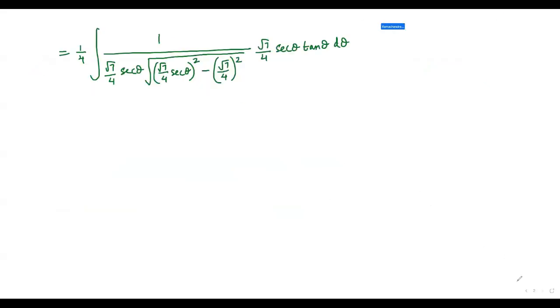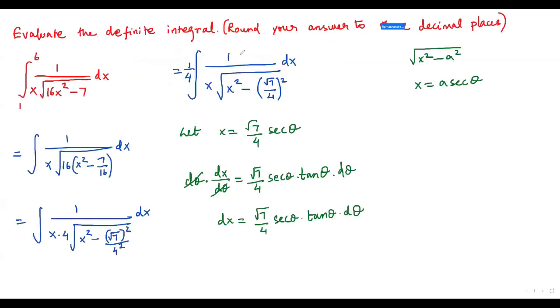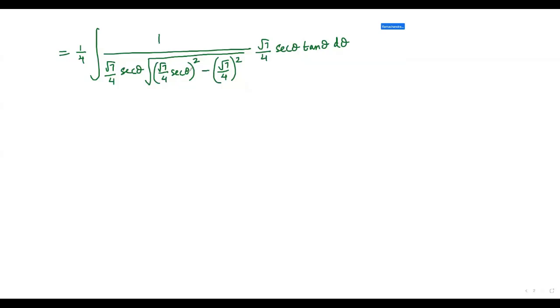Okay, let's continue over here. On the previous page, in this integral, I just plugged in this value for x over here, and for this dx, I just plugged in this stuff, and I got this as a step. So after substituting the required values, now what we can do is cancel this square root of 7 over 4 here, square root of 7 over 4 here, and also we can cancel this secant theta and secant theta. Then I'm getting 1/4 integral 1 over square root of, okay, here.